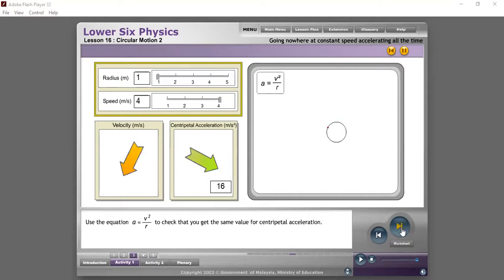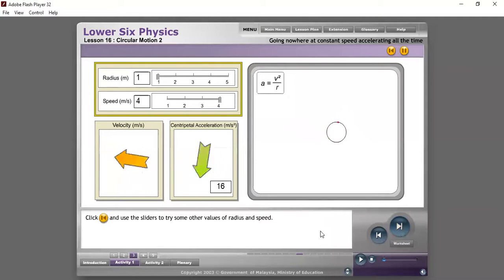Okay, centripetal acceleration is used to make the object always move in circular motion. Click the reverse button and use the sliders to try some other values of radius and speed.